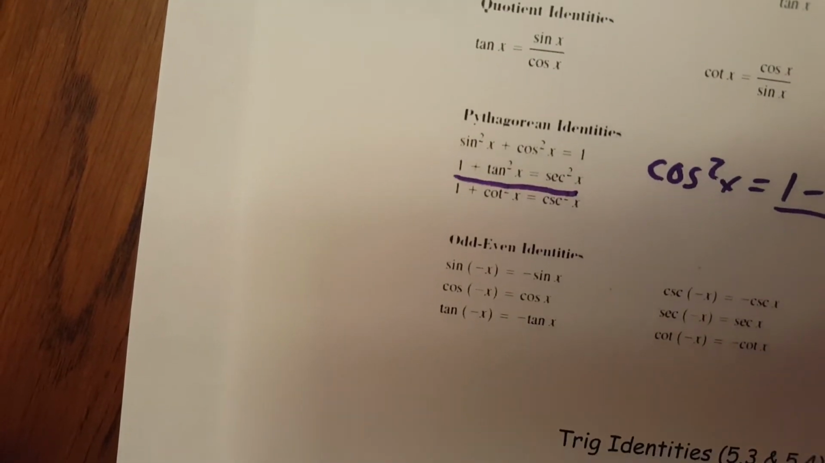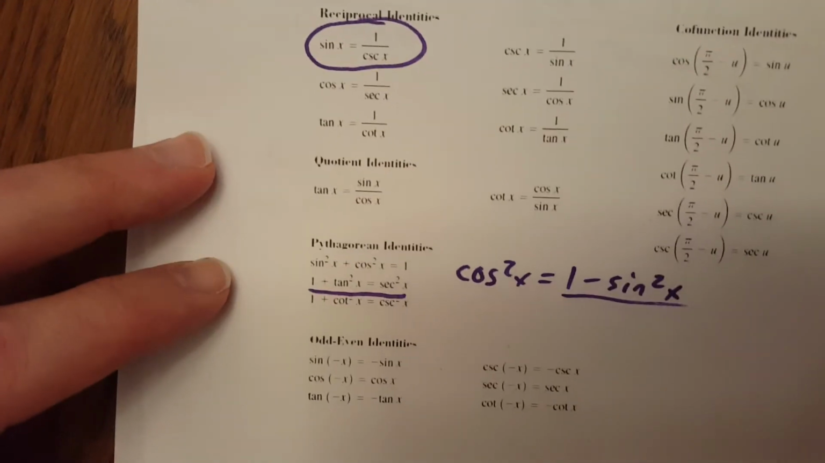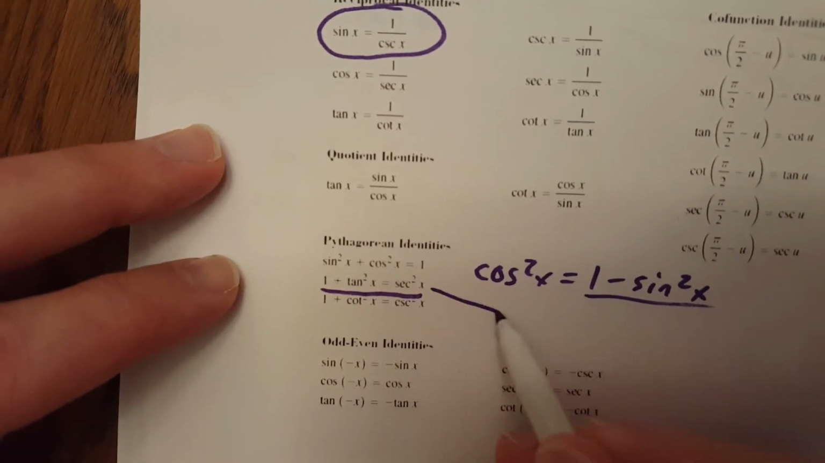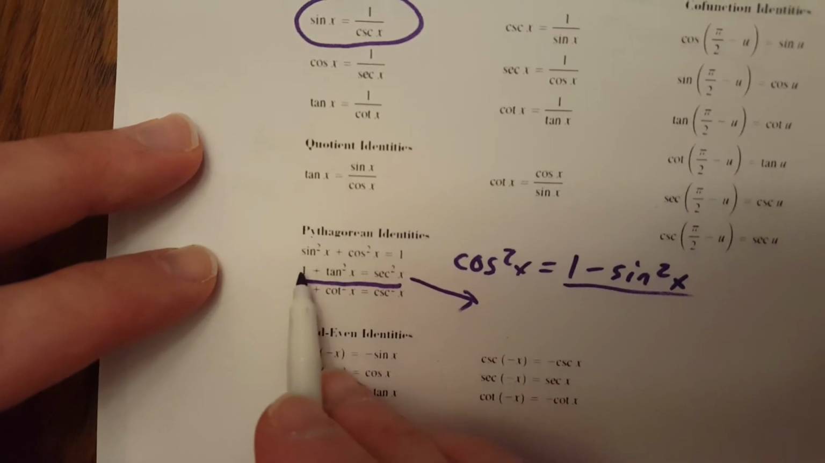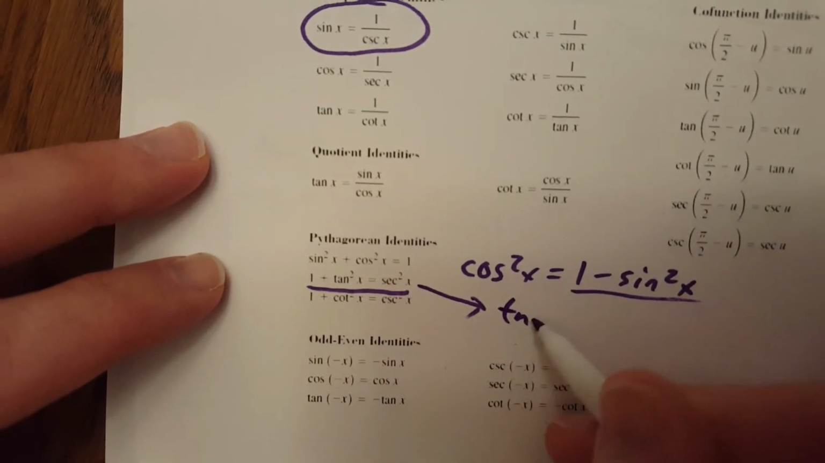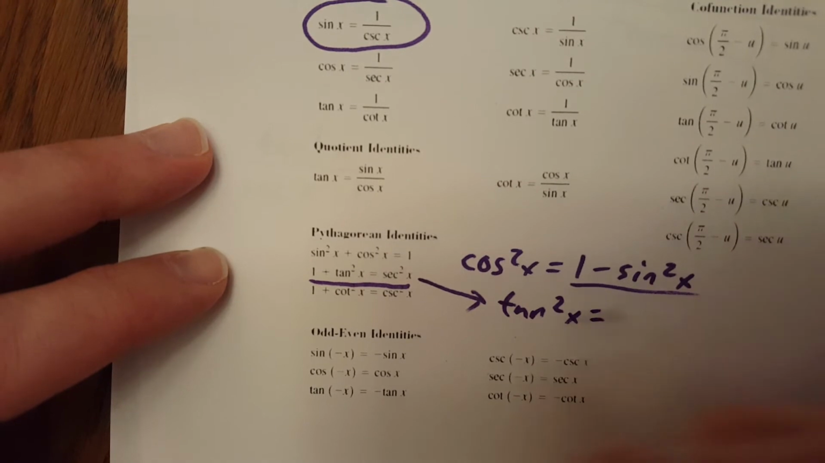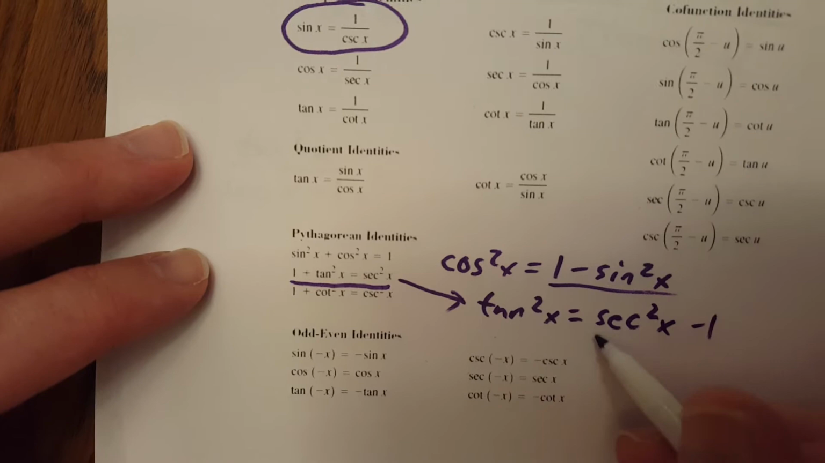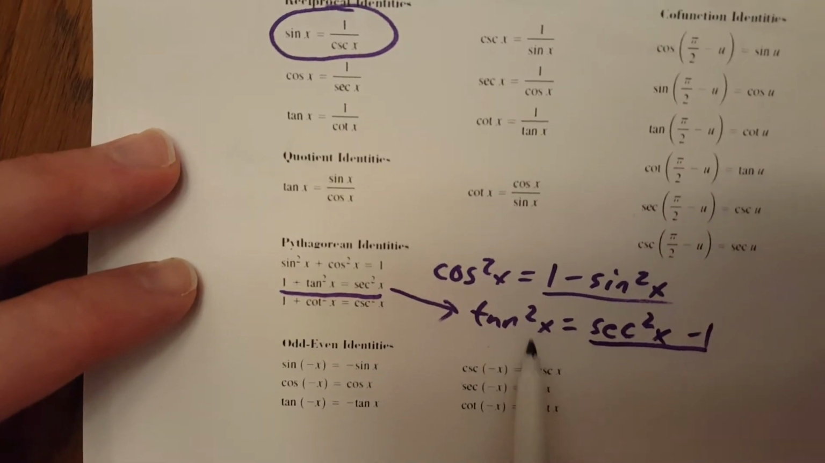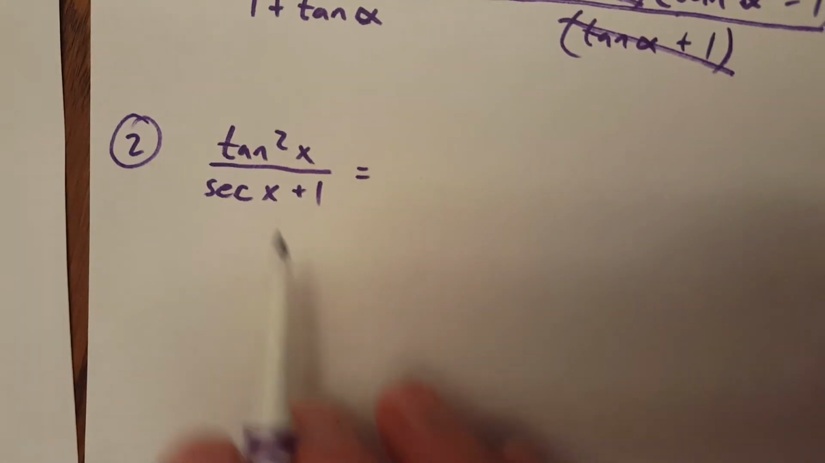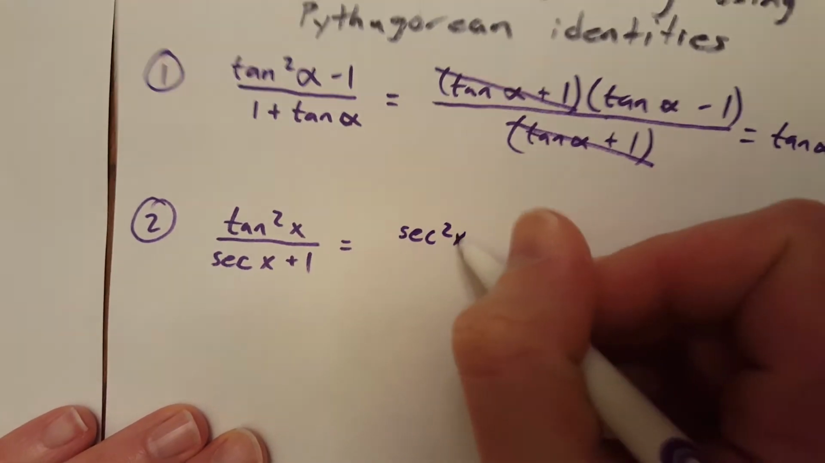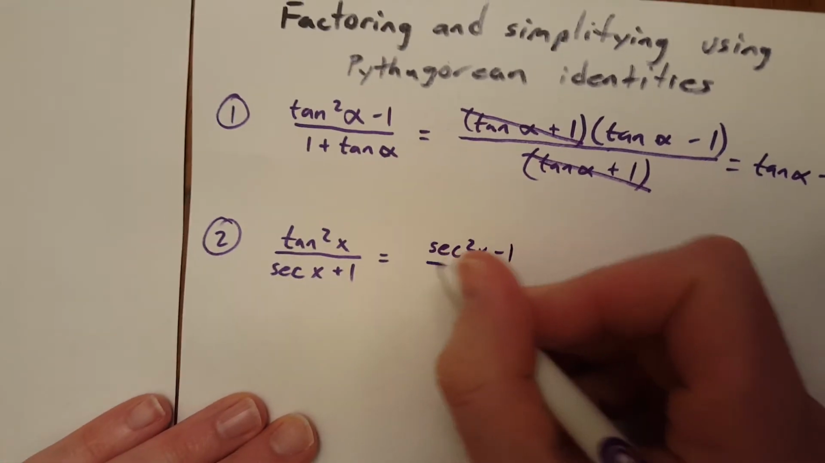So what we're going to do is replace tangent squared with something involving secant. Now, in order to do that, we need to get tangent squared by itself. So we're going to rearrange this one a little bit. We're going to take the 1 and subtract it to the other side so that tangent squared is isolated. That means we have secant squared minus 1. So now, in this problem, we're going to take tangent squared x and replace that with secant squared minus 1, because of that identity.